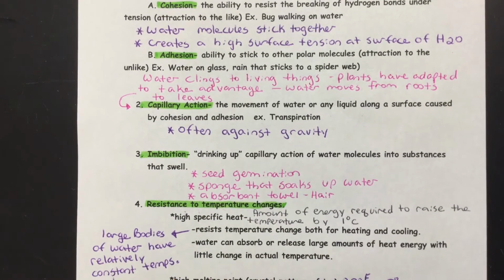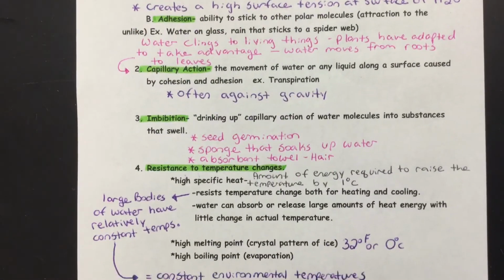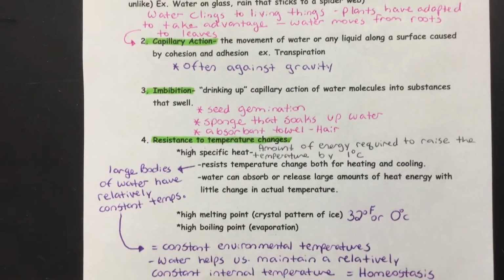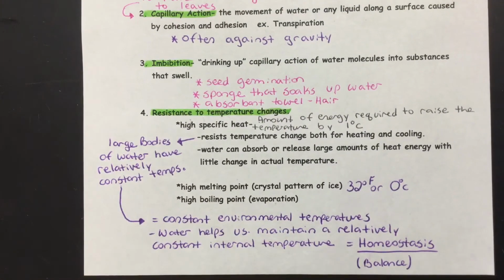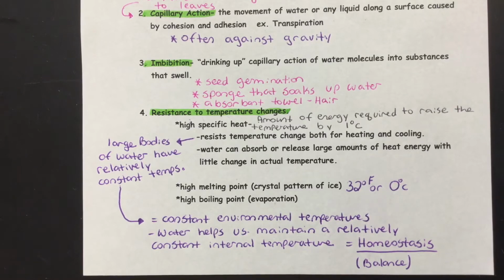We also say that because of these hydrogen bonds, water is resistant to temperature change. This is huge within our ecosystems and environments for living things. We say that water has a high specific heat. That means the amount of energy required to raise the temperature by 1 degree Celsius. It takes a lot of energy to raise water by 1 degree Celsius.